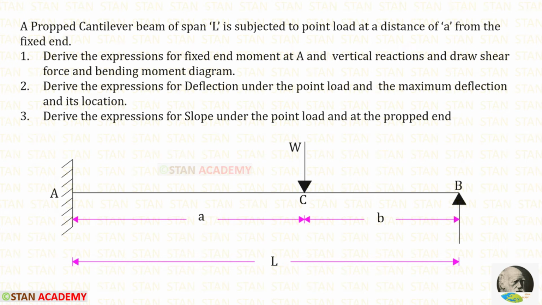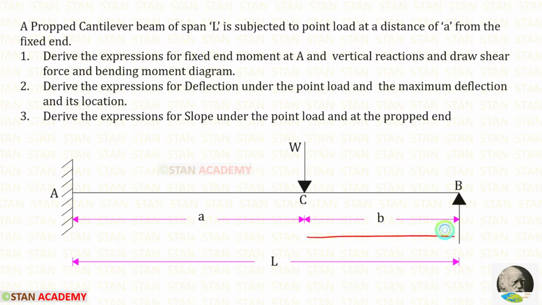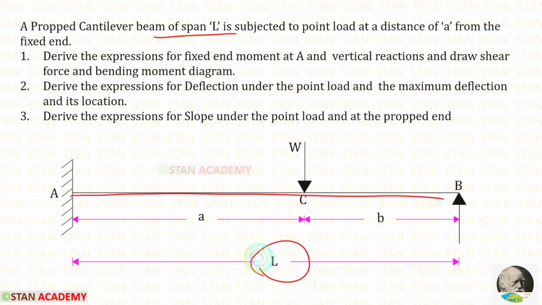Hello everyone. Today we are going to analyze a propped cantilever beam when it is subjected to an eccentric point load W at the distance of A from the fixed end. Let us keep the distance between the load and the propped end as B. The total length of the beam is given as L.